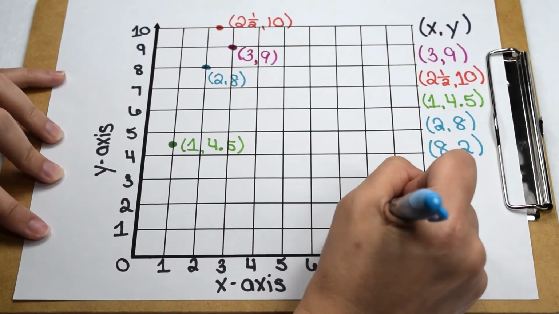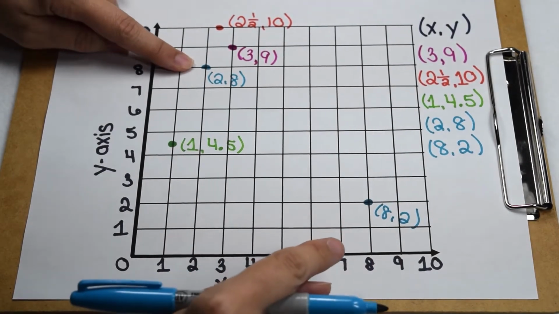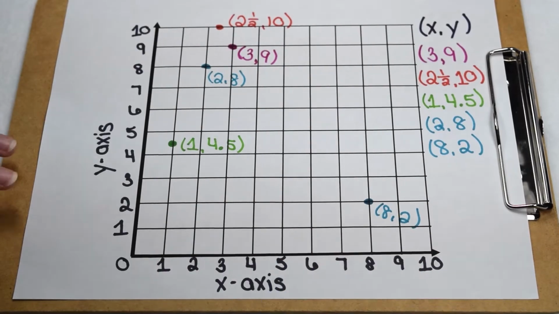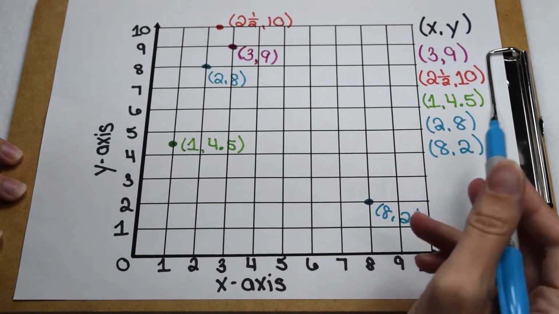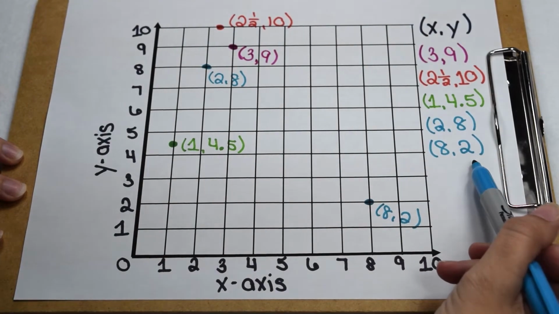When I look at these 2 points, I notice that even though they use the same values, (2, 8) and (8, 2) are not in the same location. When we're plotting points on a coordinate plane, it's crucial we pay attention to order. Our x-axis always comes first with our x value. Our y-axis always comes second with our y value.